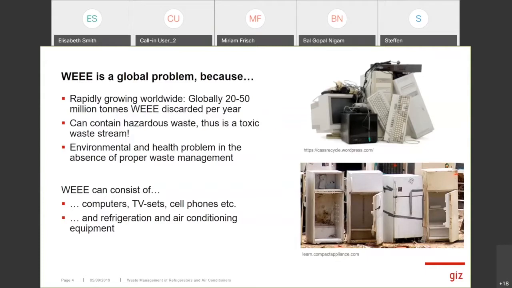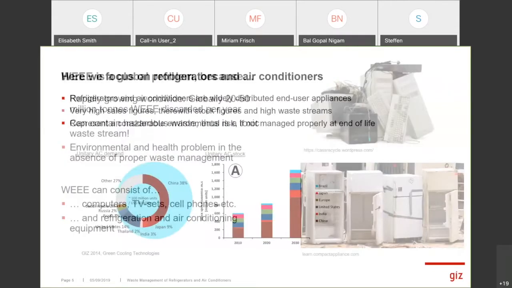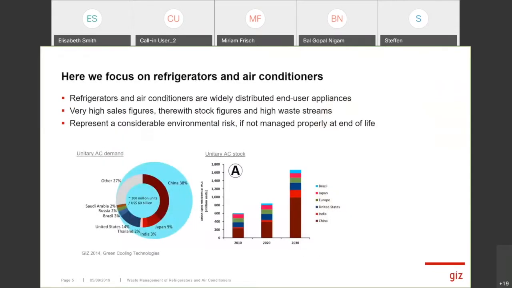Environmental and health problems in the absence of proper waste management are a challenging problem. And WEEE can consist of, for example, computers, television sets, etc. And of course, what we have to talk about is refrigeration and air conditioning equipment. So the next slide, please. Here for this presentation, we will focus on refrigerators and air conditioners.